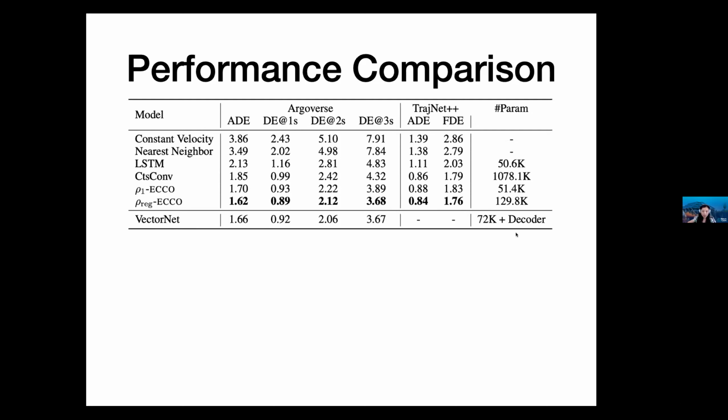So the most important thing here is the number of parameters we need to train this model. We can see that compared with continuous convolution, a Rho 1 ECHO only uses 20% of the parameters of the original model. Because we're encoding symmetry as an inductive bias, we need a much more agile, smaller model to train on this task, and it is even able to outperform in terms of forecasting.